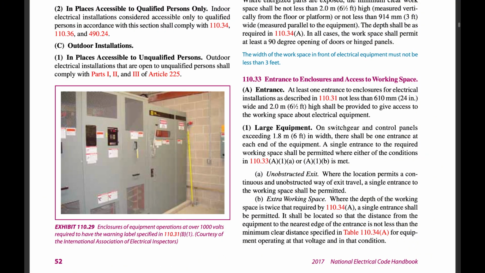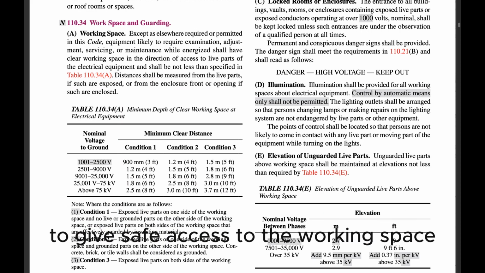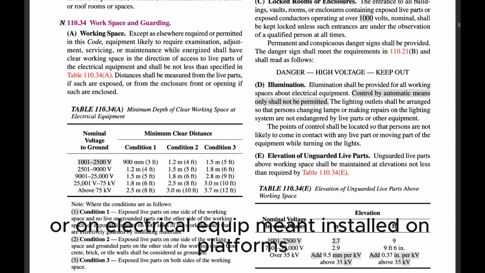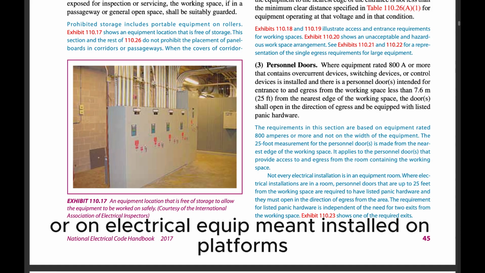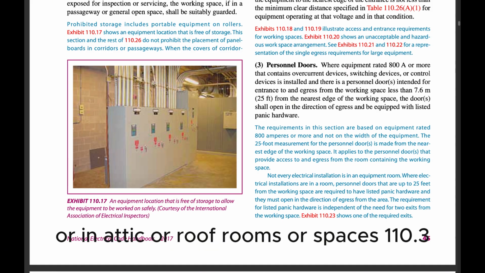B. Access. Permanent ladders or stairways shall be provided to give safe access to the working space around electrical equipment installed on platforms, balconies, or mezzanine floors or in attic or roof rooms or spaces.